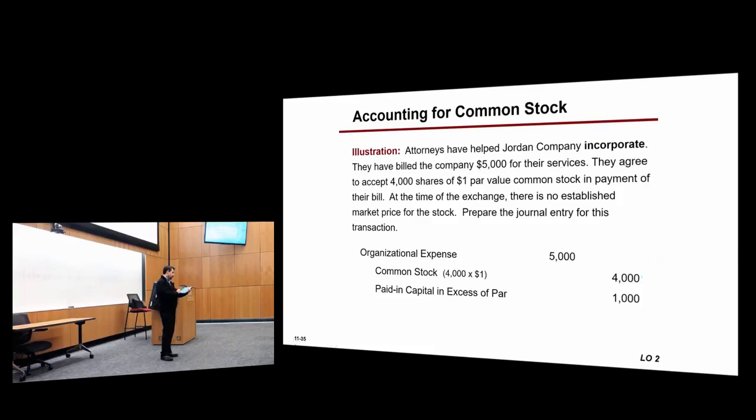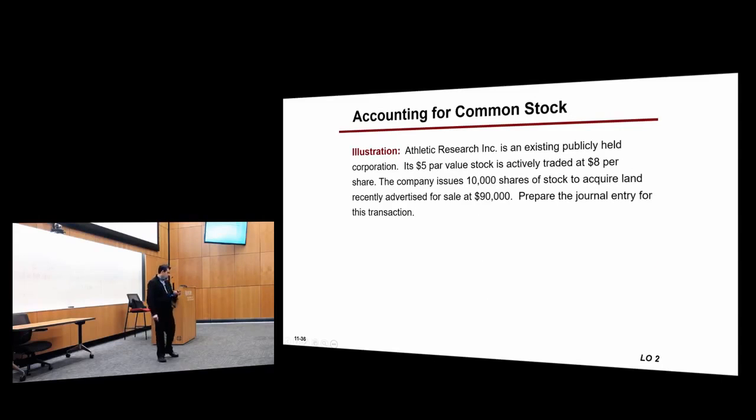Now I'll give you another example and then I think it will become a little bit clearer. Athletic Research Inc. is an existing publicly held corporation. It's $5 par value stock. It's actively traded at $8 per share. That's the price of the stock. We know it's in the market. The company issues 10,000 shares of stock to acquire land recently advertised for sale at $90,000. Which one do you use in this case? Which one is easier to determine?